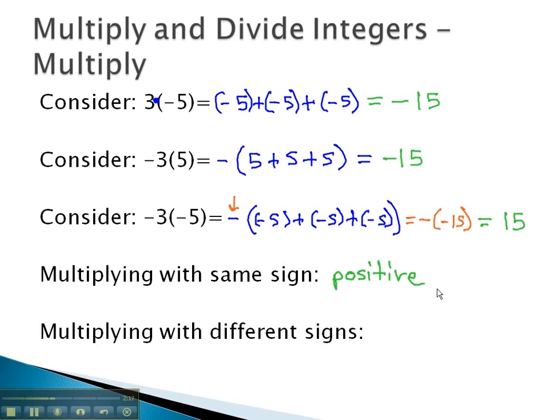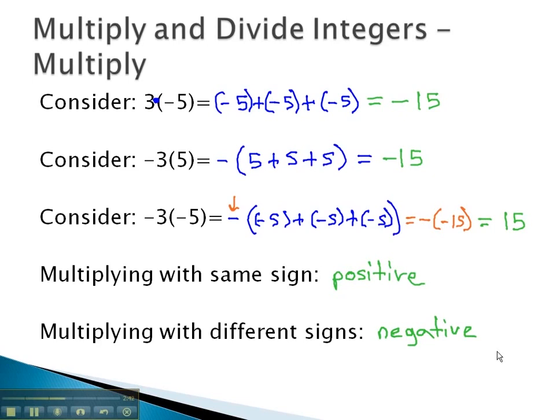When multiplying with different signs, and it didn't matter which one was negative or positive, a positive times a negative was negative. And a negative times a positive was negative as well. In other words, if the signs don't match, the answer is negative.